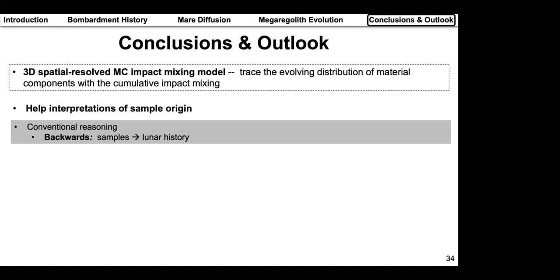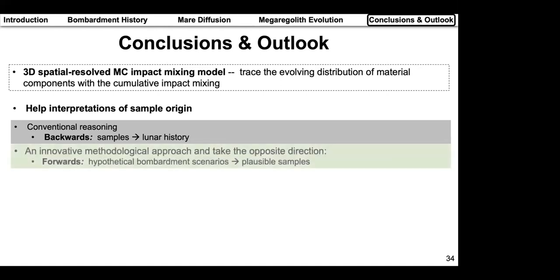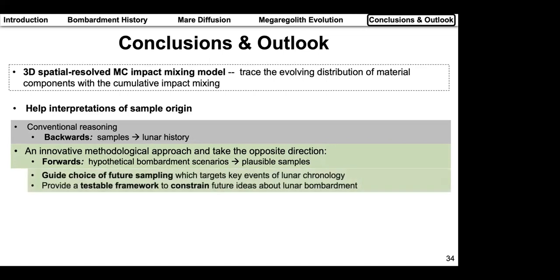Traditionally, people use the samples to infer, to guess what happened in the past. But using this model, we are able to think about this question the other way around. We trace the material conversation since its formation, and then understand what happened up to the present day. It provides us a testable framework to constrain the ideas of lunar bombardment, and also the other things that I showed you today.